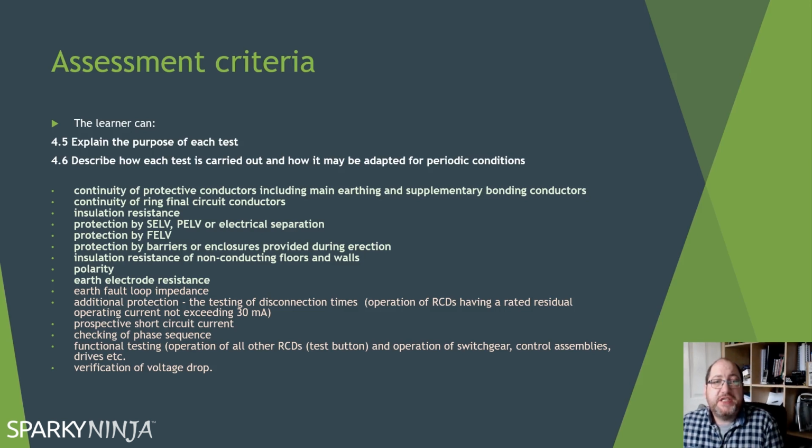Additional protection, the testing of disconnection times for RCDs. When additional protection is needed, and the method to achieve additional protection is via the use of an RCD of 30 milliamp, we've got to verify that when we test it at times 5 I delta n, or we put 150 milliamps through that 30 milliamp RCD, that it disconnects within 40 milliseconds. We only do the 5 I delta n tests on RCDs up to 30 milliamp, and we only do it if additional protection is the reason that we have that RCD.